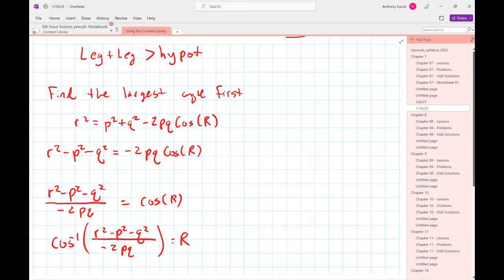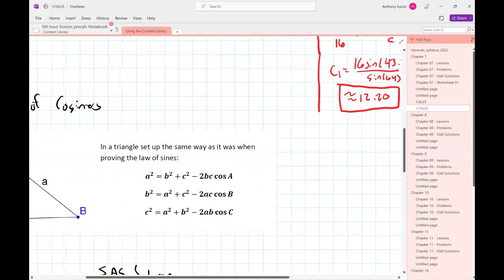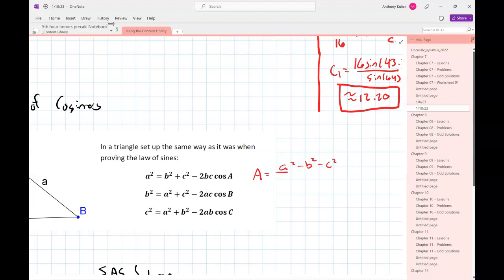So in doing this, I'm going to go back to my law of cosines formulas and just update these to give a second formula where I've got the angle now isolated.